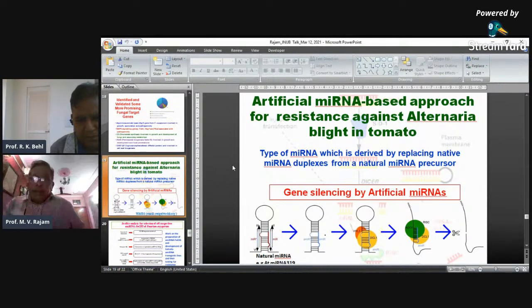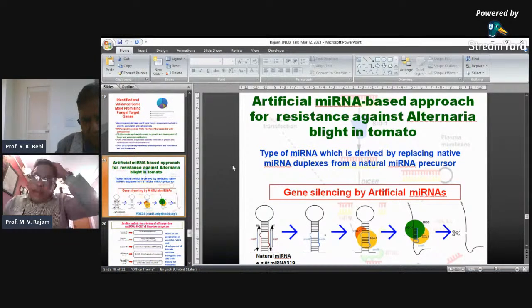Very recently, after my retirement or superannuation, I got a UGC BSR faculty fellowship, and this is the project which I have proposed for it. We have already used an artificial microRNA based approach for the control of tomato leaf curl virus in tomato. We have come up with very highly resistant tomato lines.